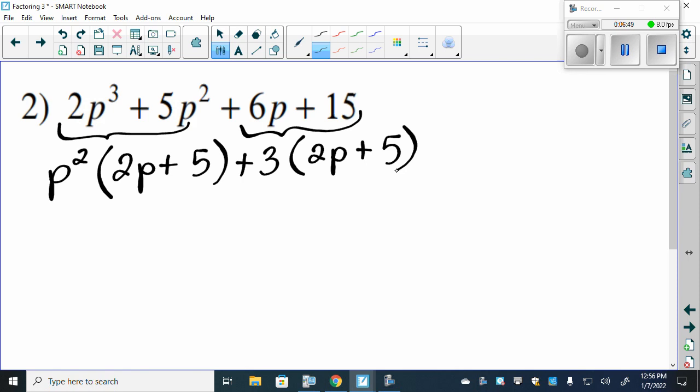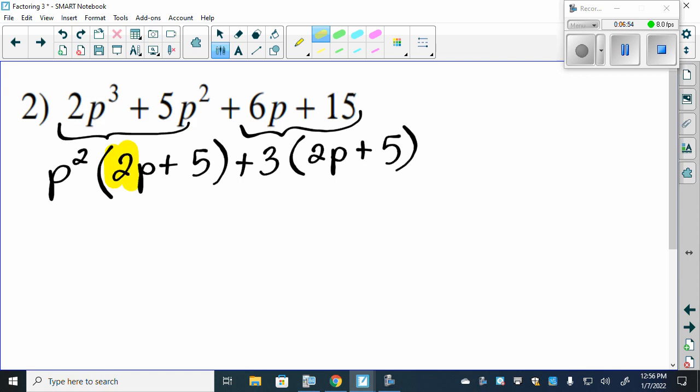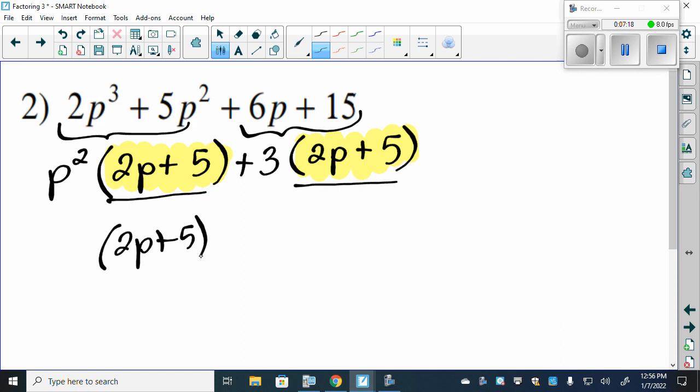Now what's interesting when doing this here is that what's inside the parentheses for both of these here is the exact same thing, yes? So now do both of these terms have something in common? Yes. Because they both have 2p plus 5, yes? So we can actually factor it out of both terms. Now if I factor it out of our first term, the only thing that's left is our p squared plus 3.